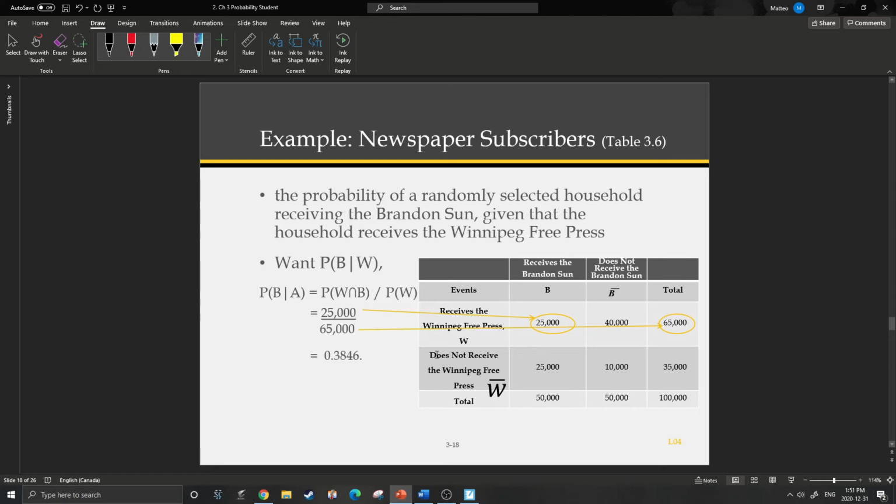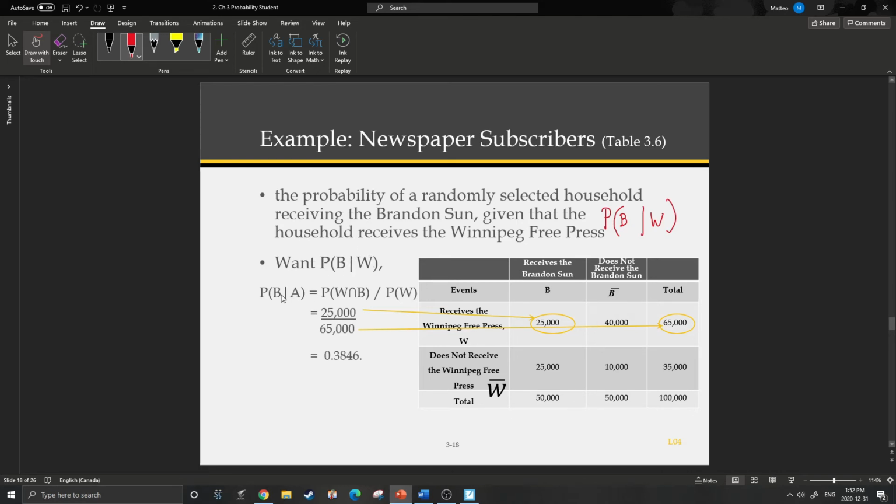Well, I would like to know what's the probability of a randomly selected household receiving the Brandon Sun given that the household receives the Winnipeg Free Press. I would not be giving you this, but you would be like, okay, got to be careful because this is one of those questions with conditional probability. So given they receive the Winnipeg Free Press, so there's the vertical line for given. Given that we receive this, we want to receive the Brandon Sun. So there it is. Probability that we receive the Brandon Sun given that we receive the Winnipeg Free Press.